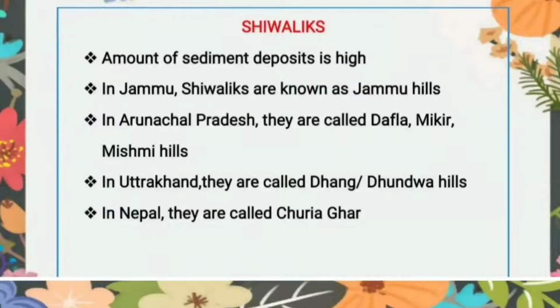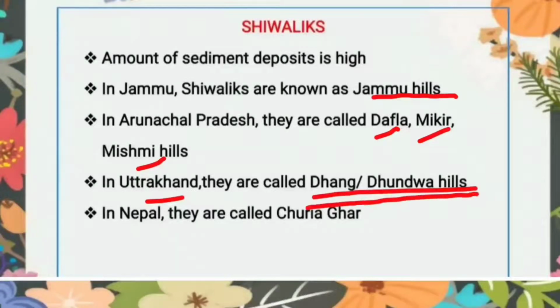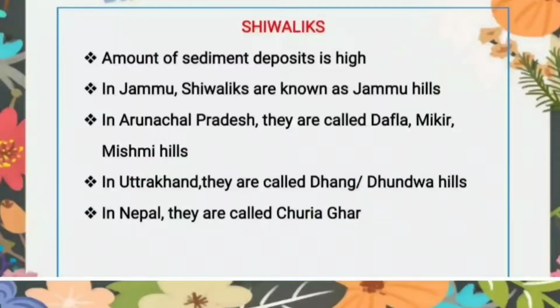Now, as we know, Shivaliks are known by various different names. They are also known as Outer Himalayas and Lesser Himalayas, and in different regions the Shivaliks are called by different names. In Jammu they are called Jammu Hills. In Arunachal Pradesh they are called the Dafla, Mikir or Mishmi Hills. In Uttarakhand they are called the Dhang or Dhundwa Hills, and in Nepal they are called Churiya Ghat.